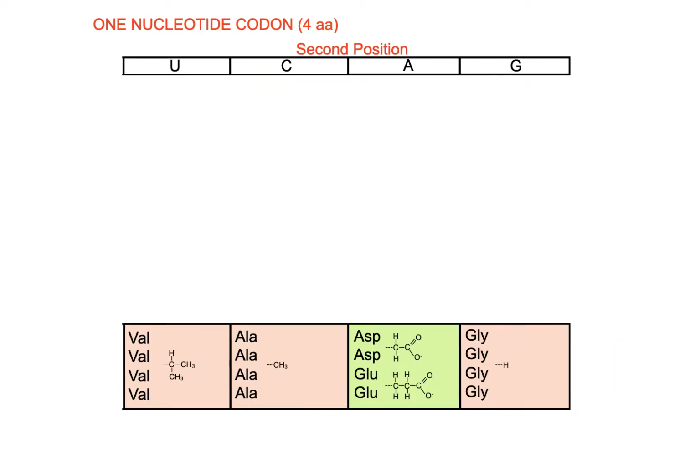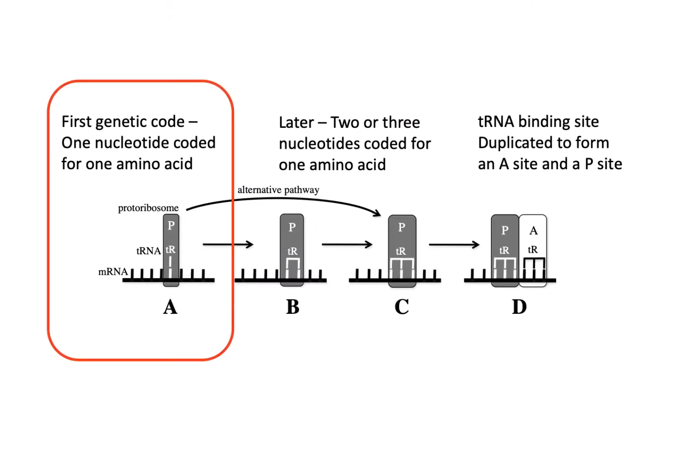So that implies that the first genetic code might have been a one-letter code consisting of a U standing for valine, a C standing for alanine, an A standing for either aspartate or glutamate, or both, and a G which would encode for glycine. So there could have been, instead of a triplet code, a one-letter code very early on in translation. So this is the one-letter code indicated over here, where one nucleotide stood for one amino acid.